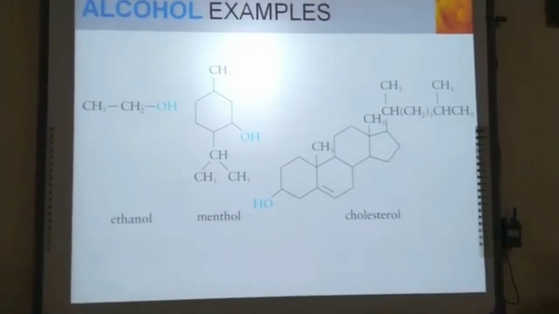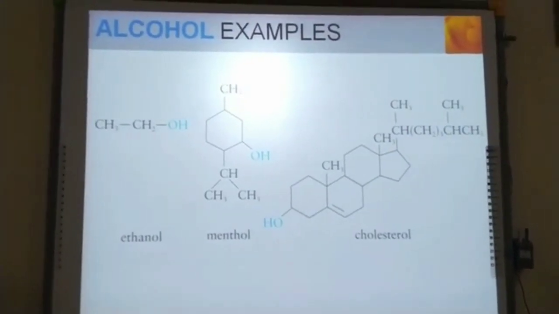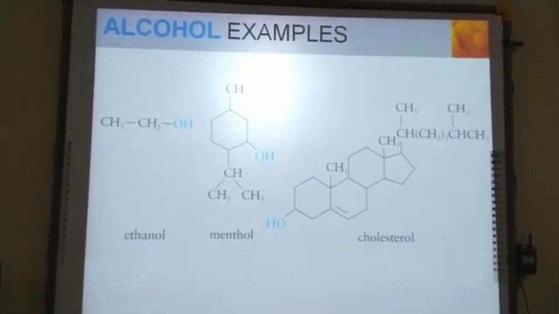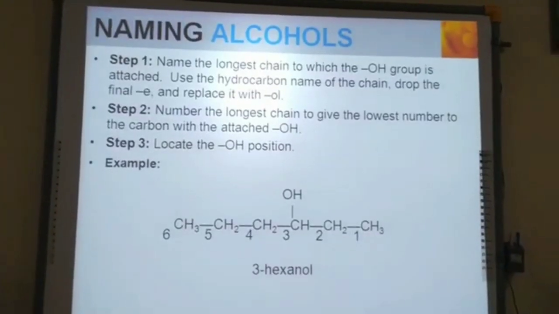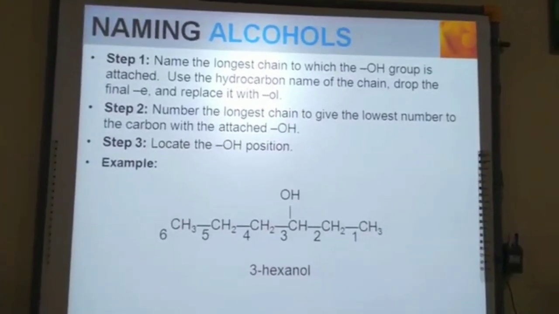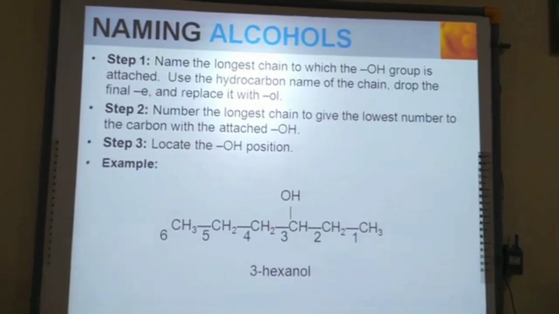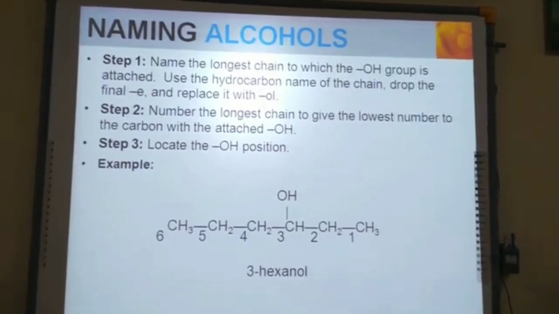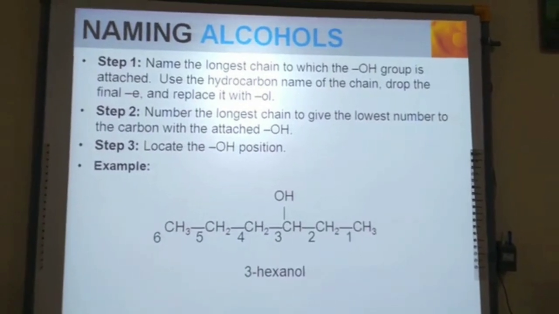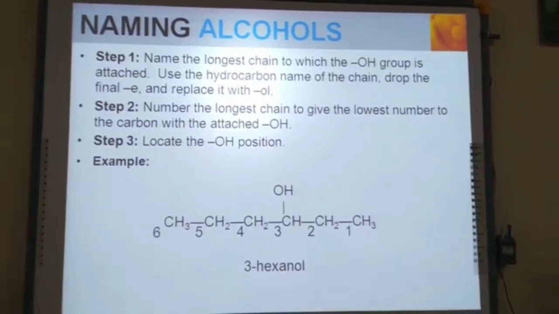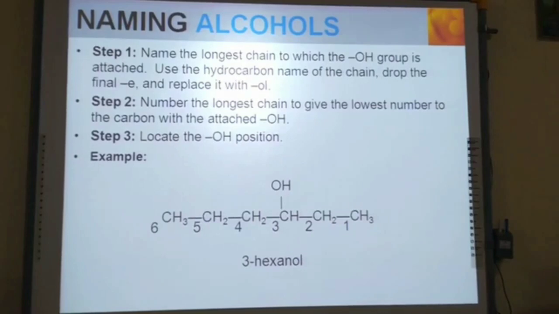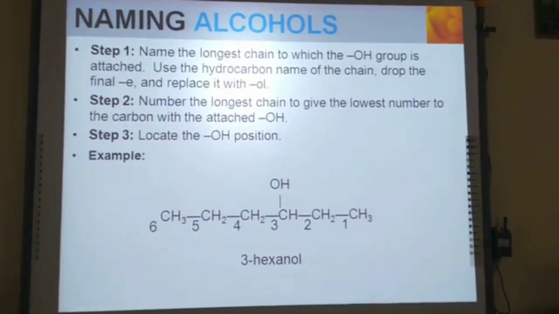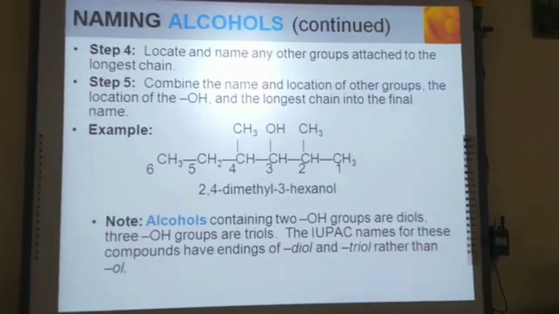Here are a few examples of alcohols, that is ethanol, menthol and cholesterol. Let's start with the naming of alcohol. In the IUPAC name, first select the longest chain which contains the OH group and give the minimum number to that carbon atom which contains the OH group. For example, in this particular case, the name of the compound is 3-hexanol.